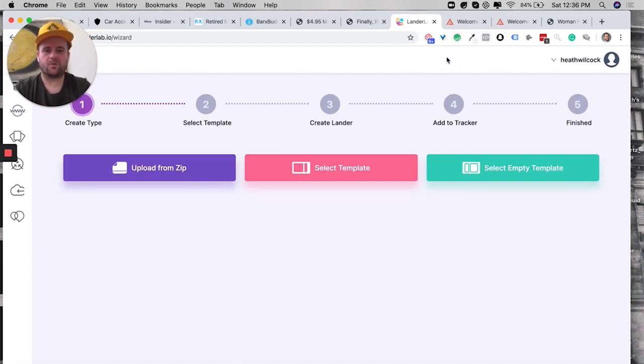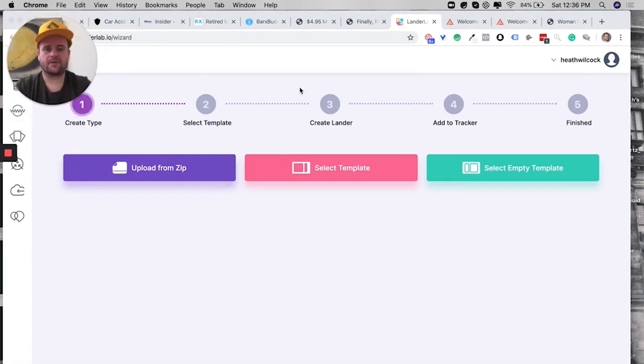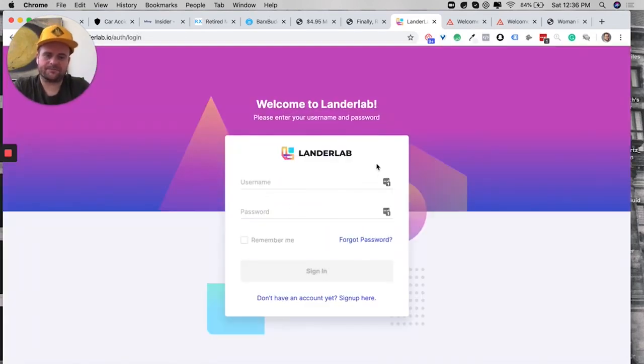Well, here's something really cool. There's a service called Lander Lab, and you can start it up for your own. Again, this is just what I use, but you can start it up. It's a free account. You can get started. But when you build out your pages, let me get back in.